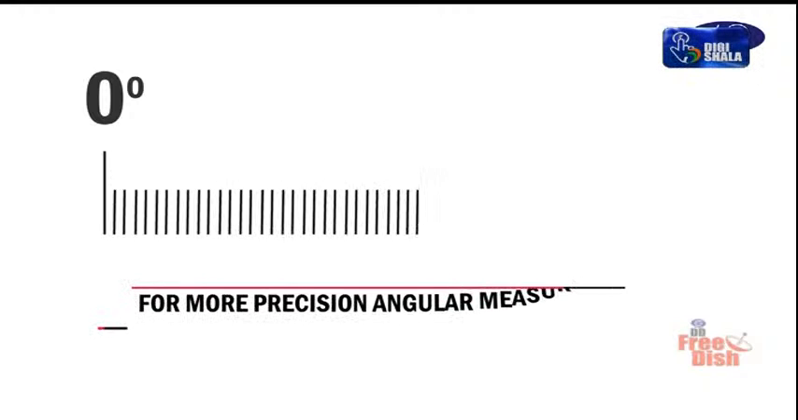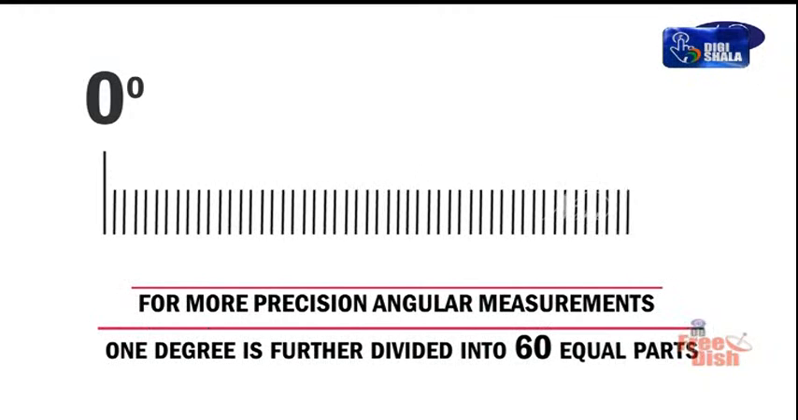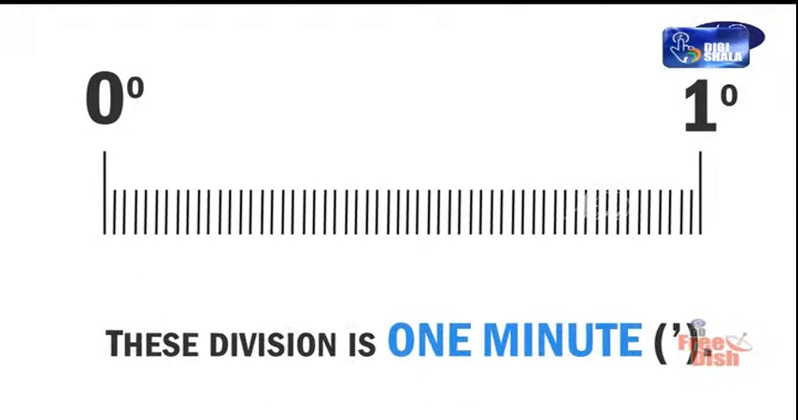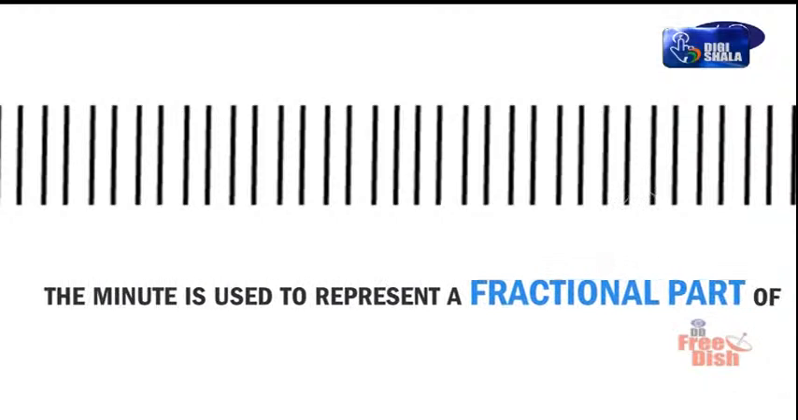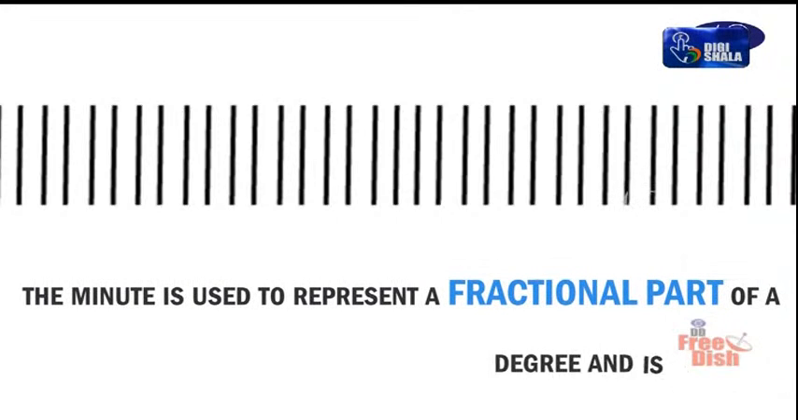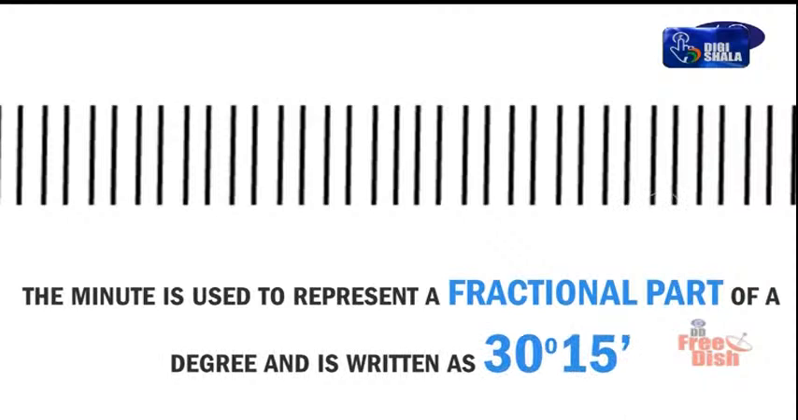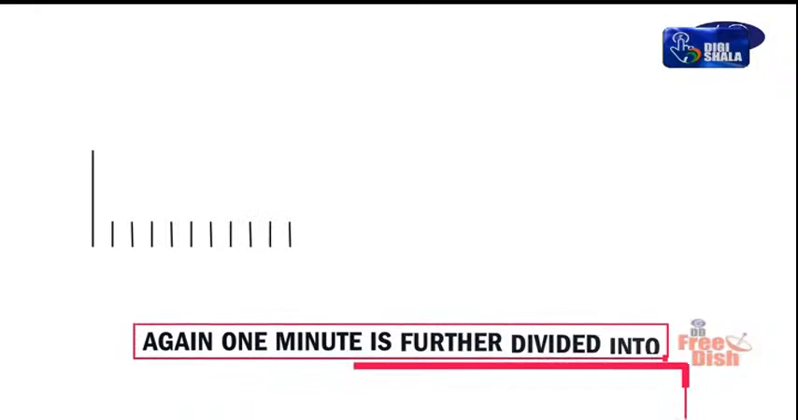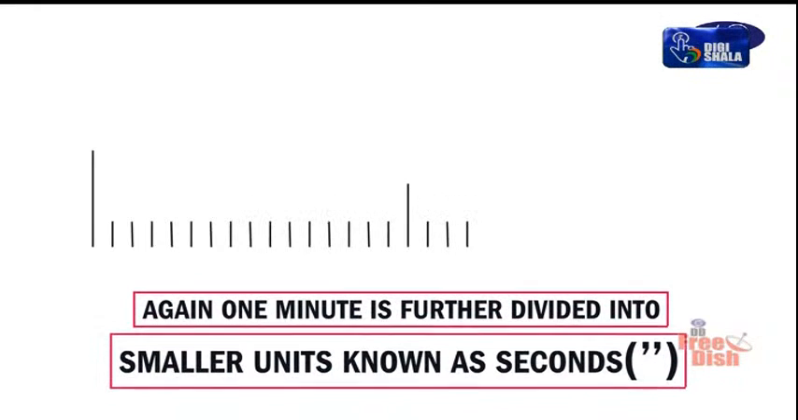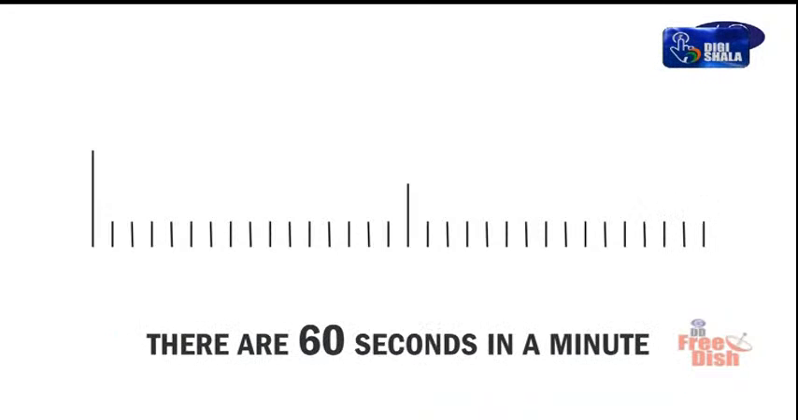For more precision angular measurements, 1 degree is further divided into 60 equal parts. This division is 1 minute. A minute is used to represent a fractional part of degree, for an example 30 degree or 15 minutes. Again, 1 minute is further divided into smaller units that is called as seconds. There are 60 seconds.